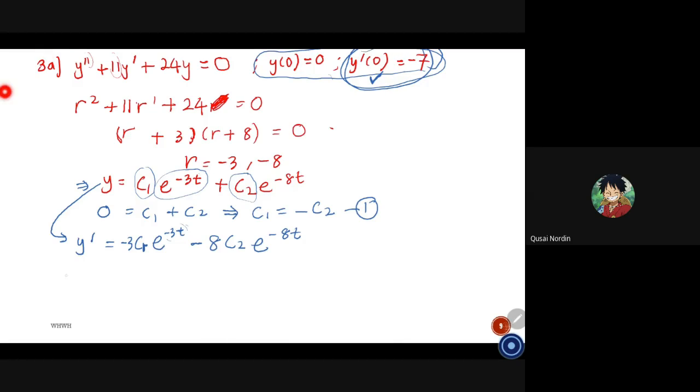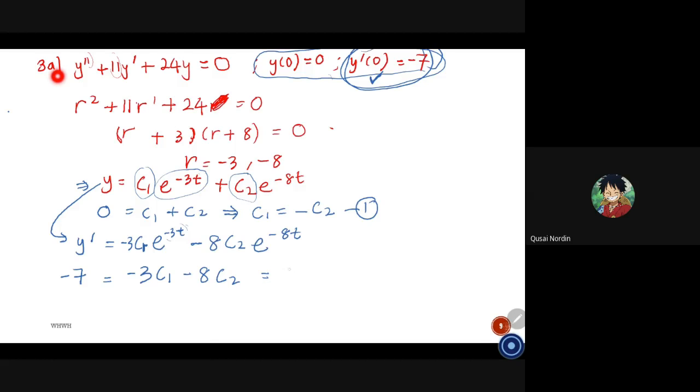So y prime will be negative 7 when t equals 0. So now we will get negative 3 C1, t equals 0, e power 0 is 1, minus 8C2 equals to negative 7. And then from here we know C1 is equals to negative C2.